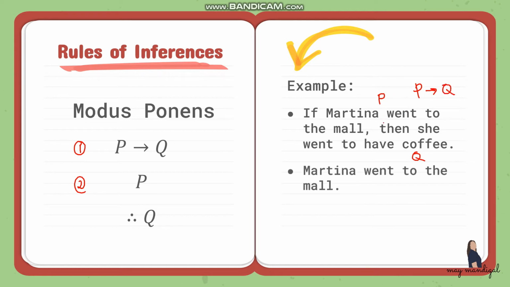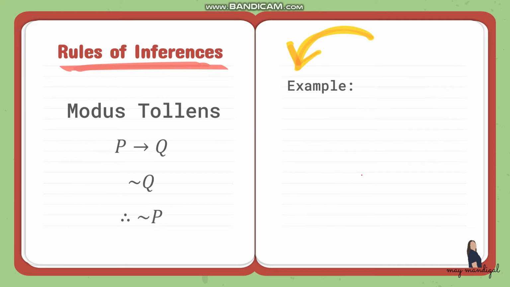Next premise that we have: Martina went to the mall. So this is now P. So we have an implication and then we have another premise which is the antecedent of the first premise. Therefore, we can conclude that she went to have coffee. So we're able to write our conclusion based on the premises and we applied the modus ponens.